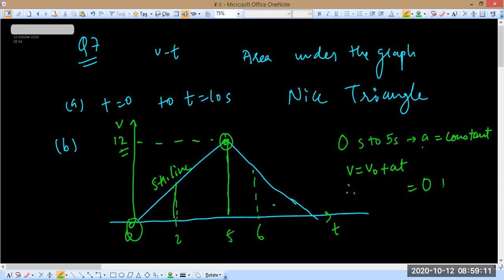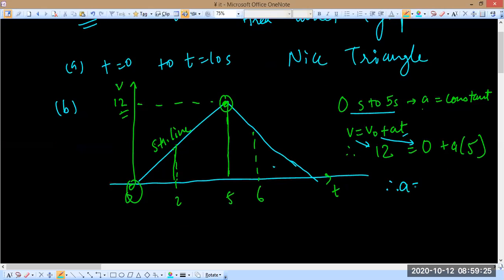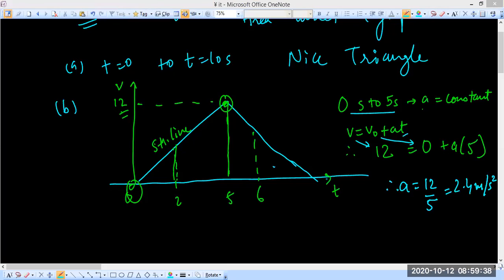So 5 seconds, and velocity is 12, right? Final velocity 12, initial velocity 0, time interval 0 to 5 seconds. So you get a equal to 12 by 5, right? That is 2.4 meter per second square. Now, once you have this a, it is possible to find out what's the velocity here.